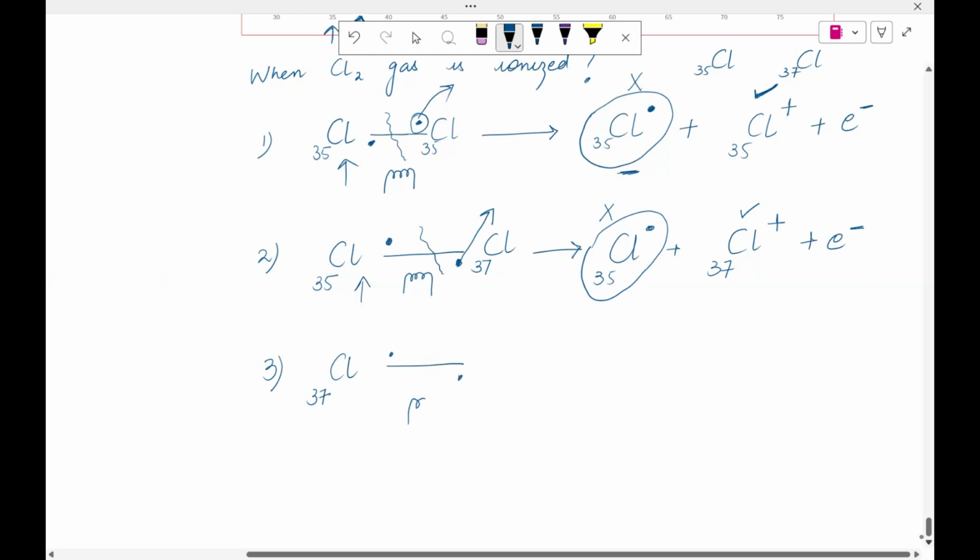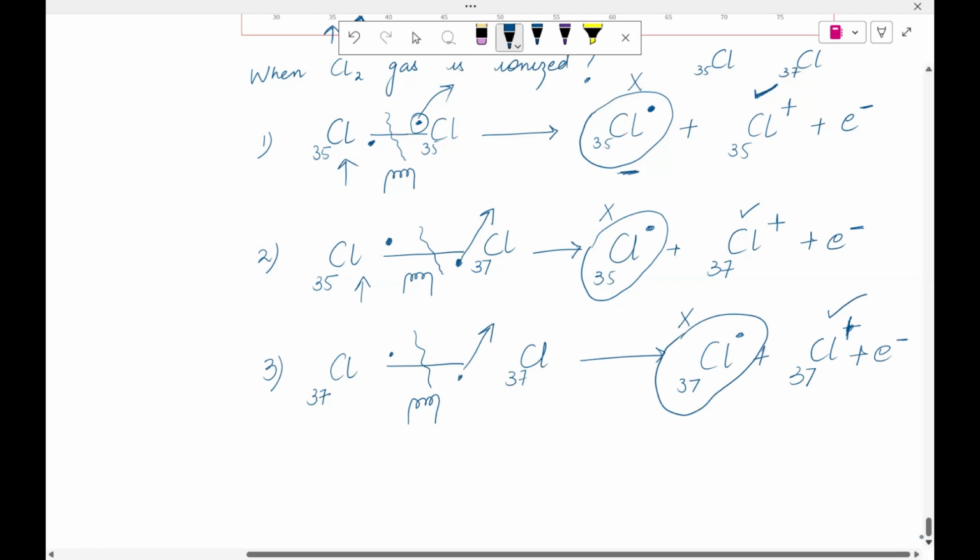And when we are bombarding electrons, then what is going to happen? This is also Cl37. Then what is going to happen? This electron will be lost and the bond will break. So it is going to form a free radical, and the second is going to form an ion, an ion with a loss of electrons. So it is not going to find the mass of this free radical. It is only going to find the mass of this ion.